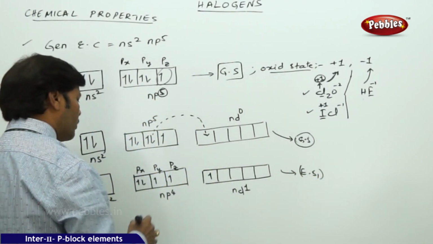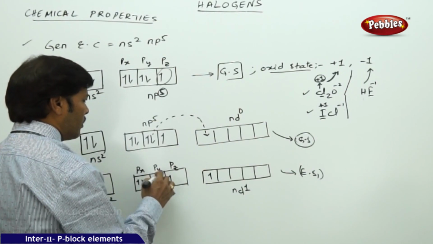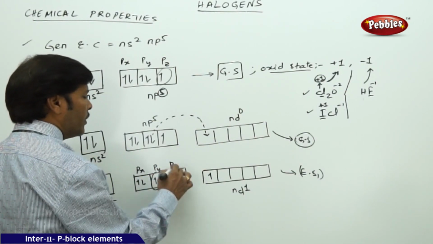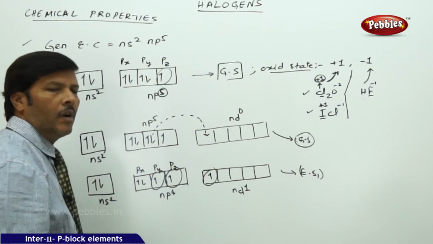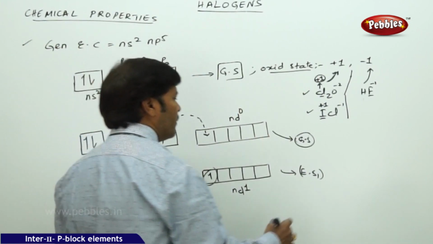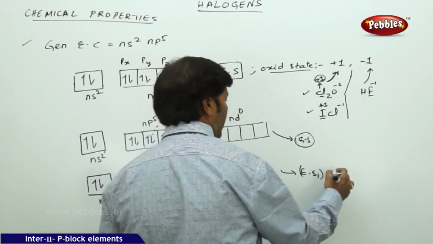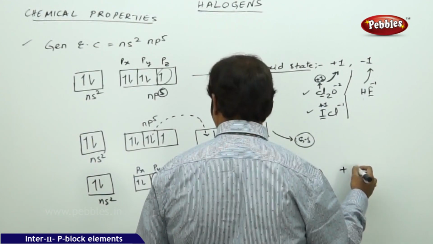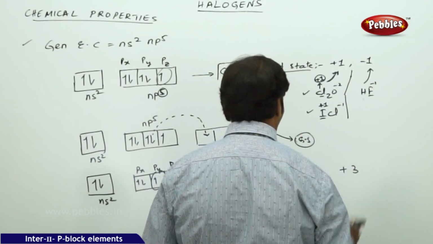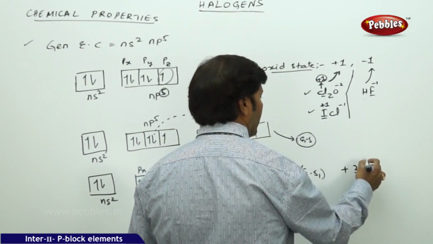But interestingly, what you're noticing here is we have 3 unpaired electrons. Here we have 1 unpaired electron, here we have an unpaired electron, and here also we have an unpaired electron. So what are the oxidation states which are possible here? We can take the +3 oxidation state.